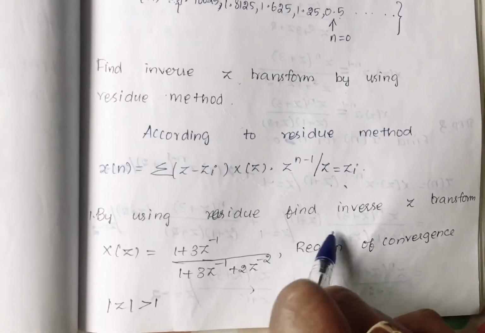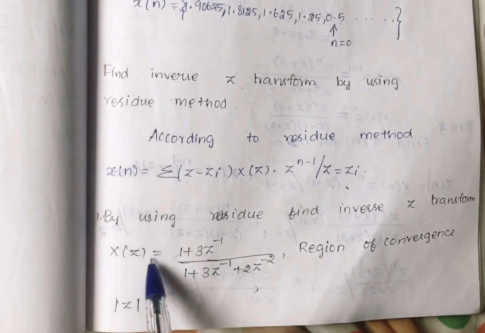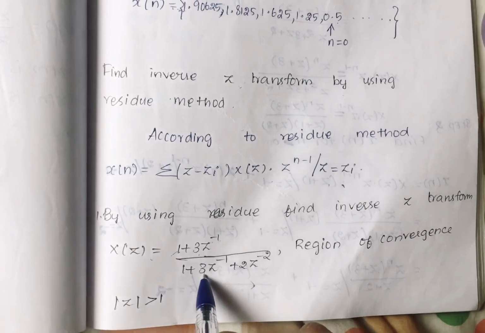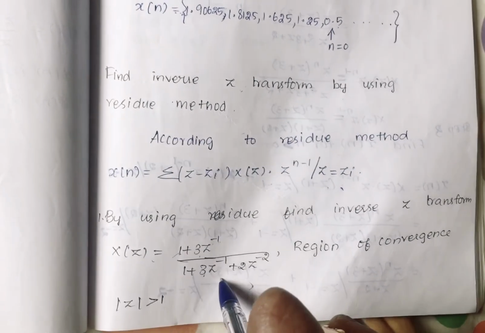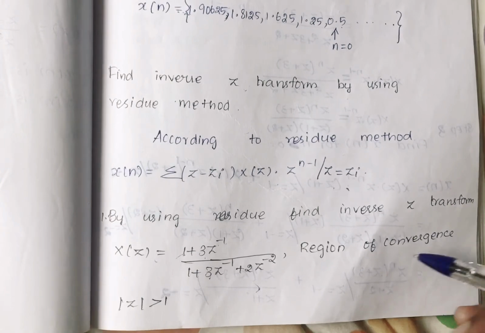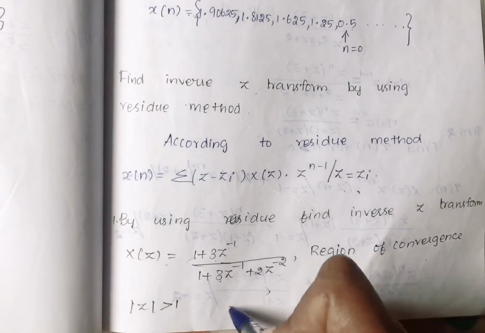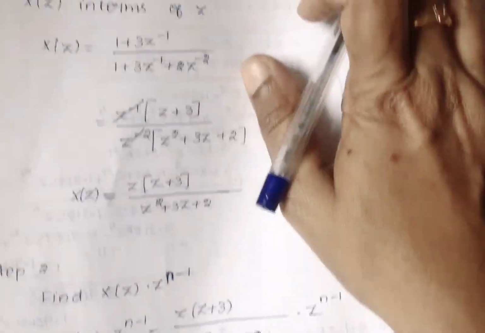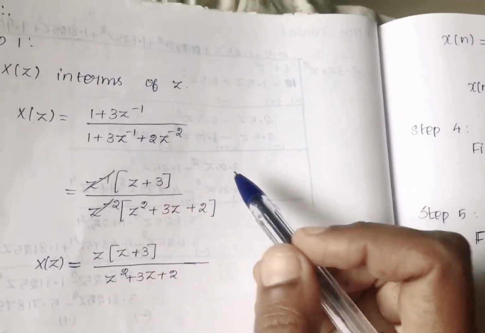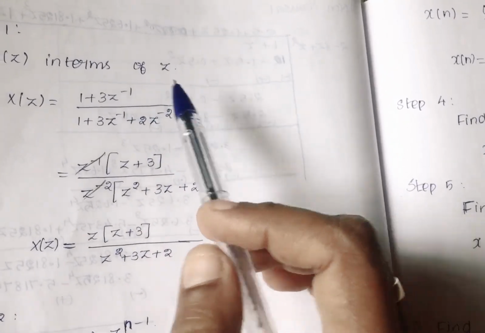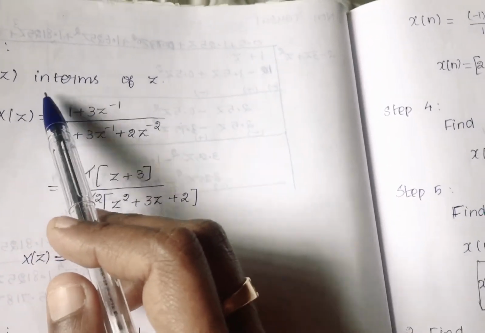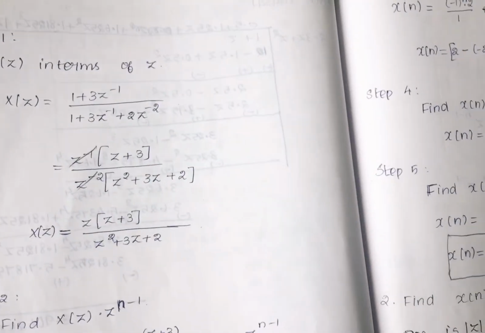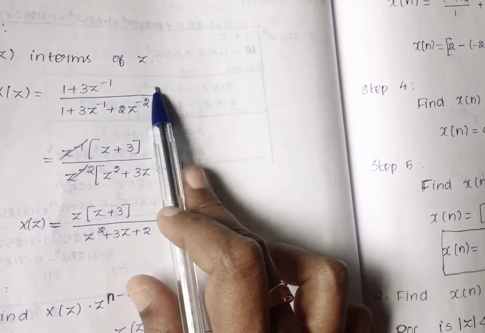By the residue method, find the inverse z transform where X(z) is (1 + 3z^-1) divided by (1 + 3z^-1 + 2z^-2), and the region of convergence is |z| greater than 1. So what is the first step? In this residue method, the first step is to write X(z) in terms of z. Okay, you want to write X(z) in terms of z.